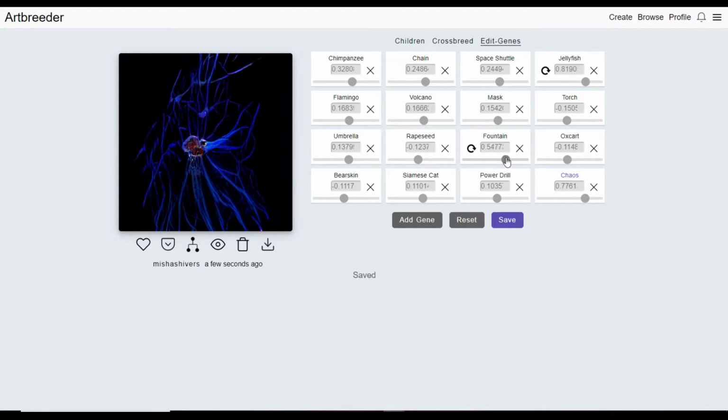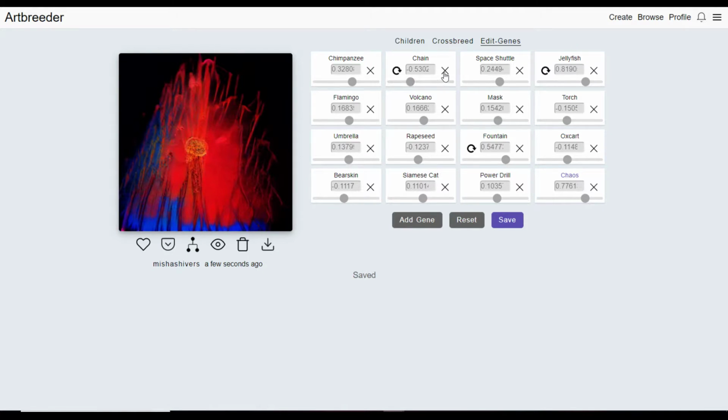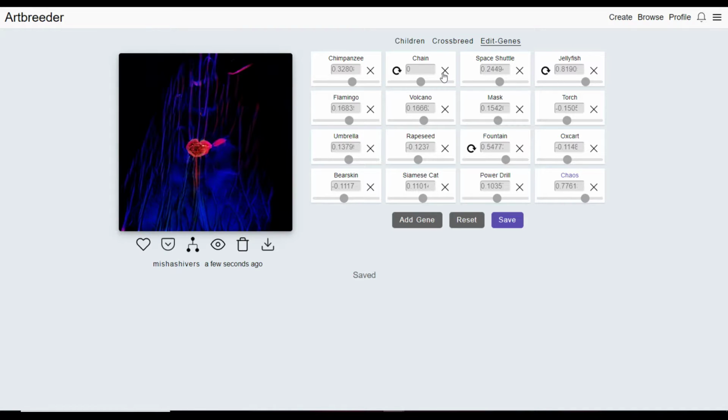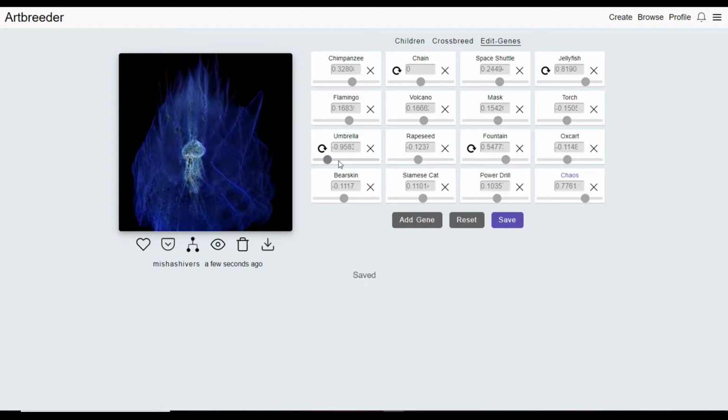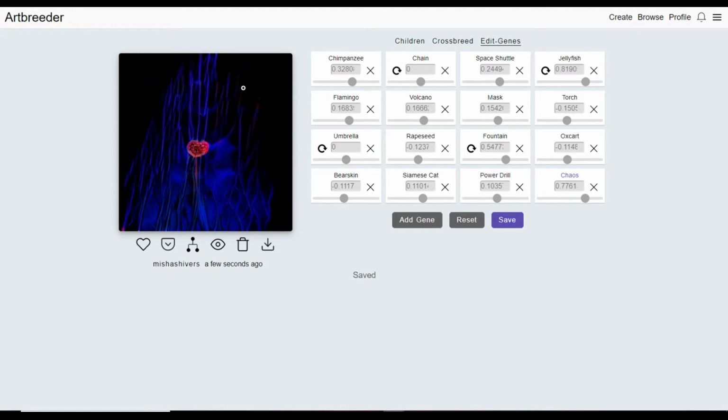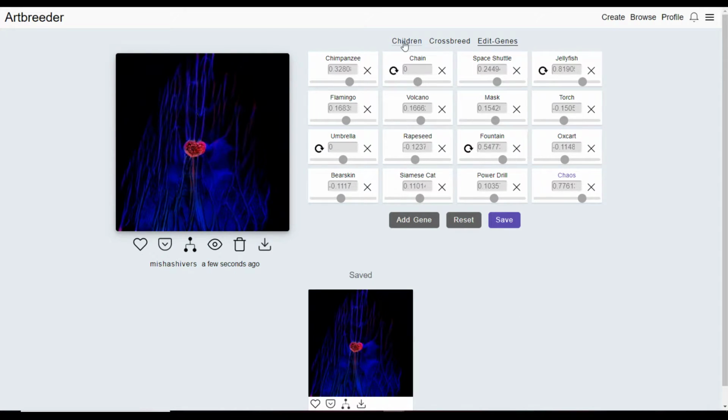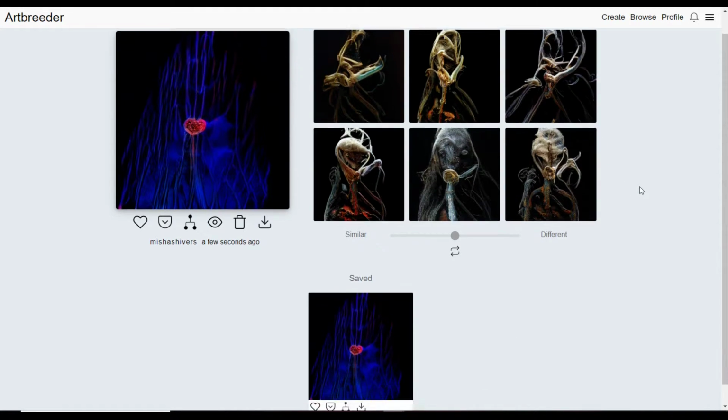Power drill, fountain. Oh, train. And you can go into negative numbers as well. Like if we put in negative umbrella, we get a specific result. Now, see, that's clearly what it looks like if you take away umbrella. I'll save this one, just save it.